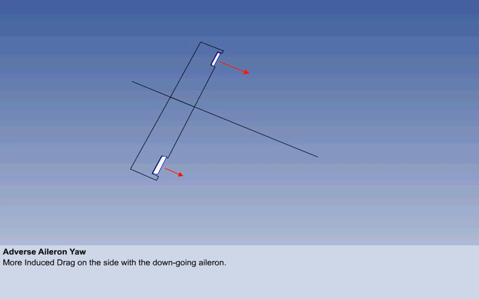If you roll the aircraft, in this case to the left, a yawing moment to the right is generated. This is both aerodynamically inefficient and physically uncomfortable for all on board. It must be pointed out, it's only during the roll, while the ailerons are displaced from neutral, that adverse aileron yaw occurs.